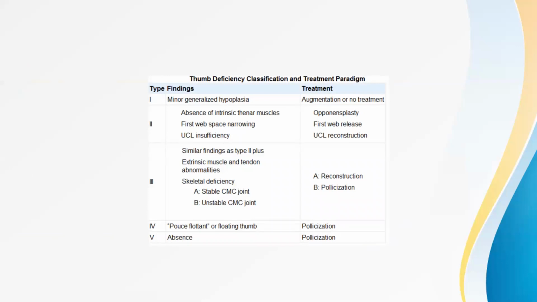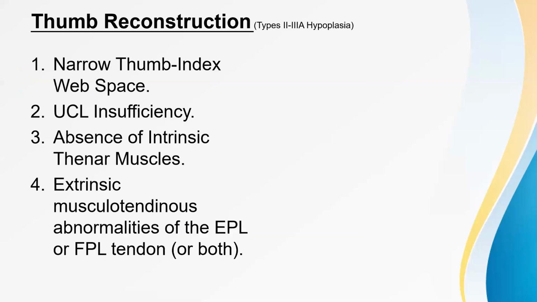As we said earlier, in type 2, the components that might need to be addressed are the pollicization, first web release, and the ulnar collateral ligament reconstruction. We'll go into details of the steps in thumb reconstruction.